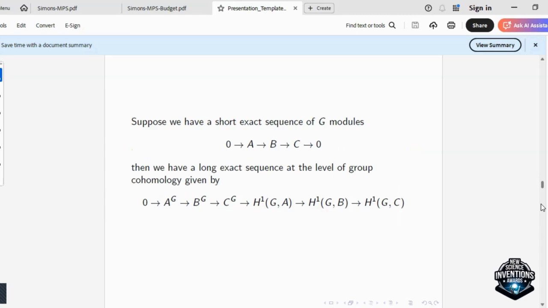And suppose we have a short exact sequence, given like in this slide: 0 going to A, going to B, going to C, going to 0. Then we have a long exact sequence at the level of group cohomology. So it takes into account the Galois invariants of each of these Galois modules, and then from C^G, the Galois invariants of C, the map goes to H1(G,A) and then to H1(G,B) and then to H1(G,C).